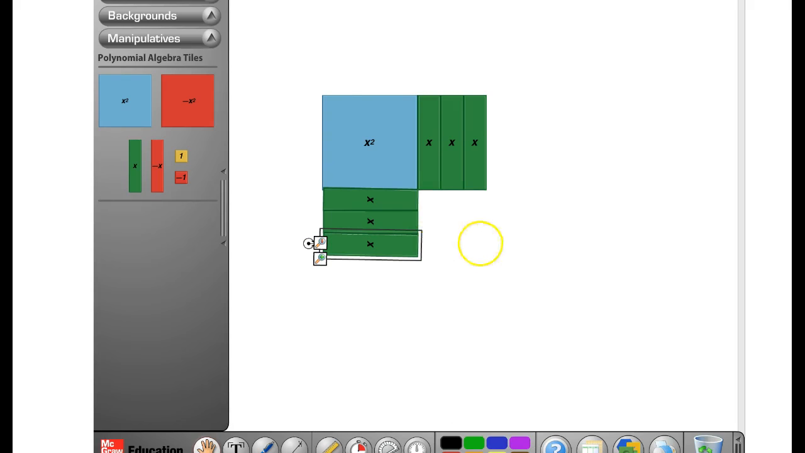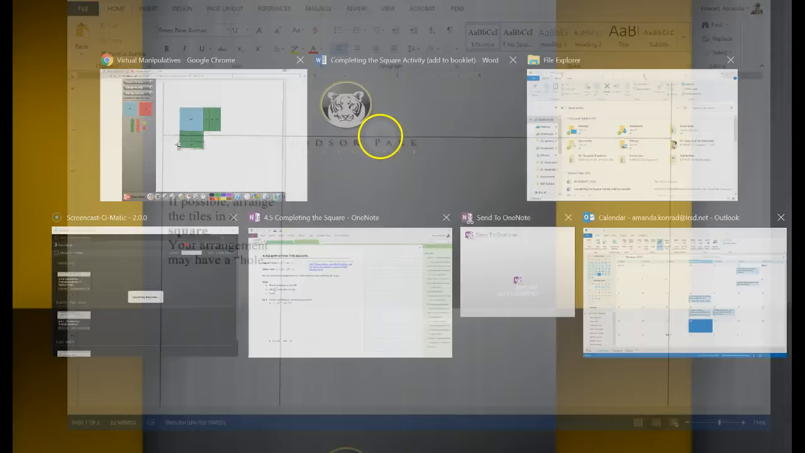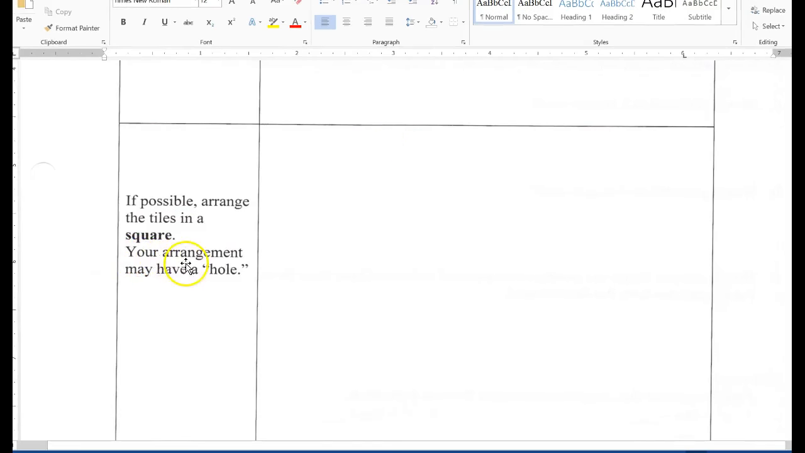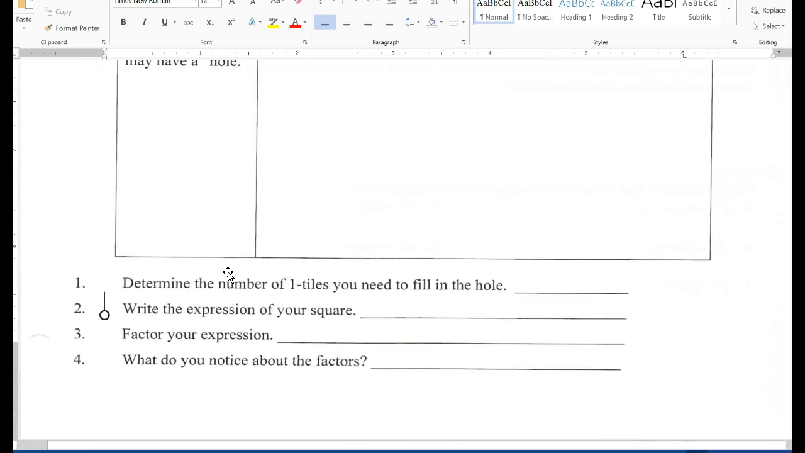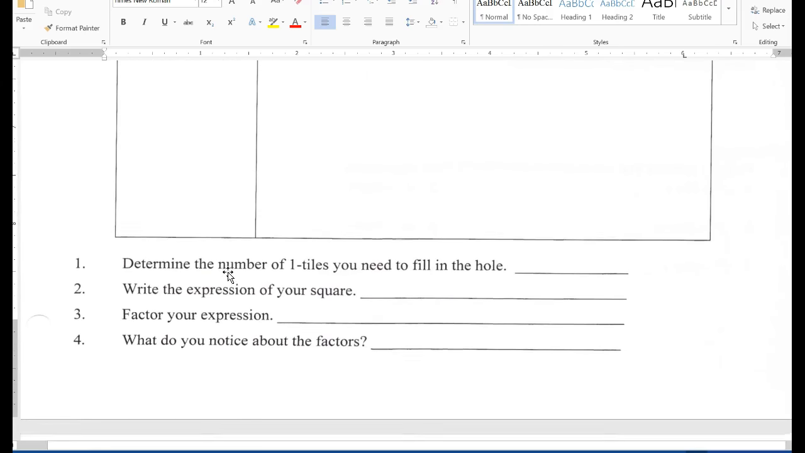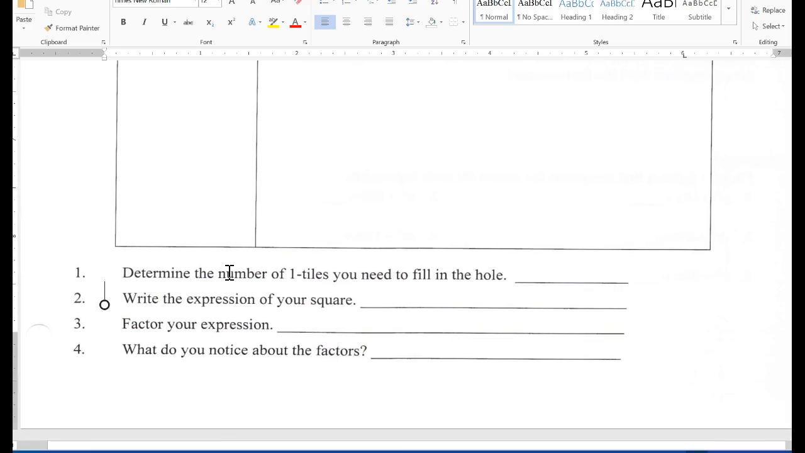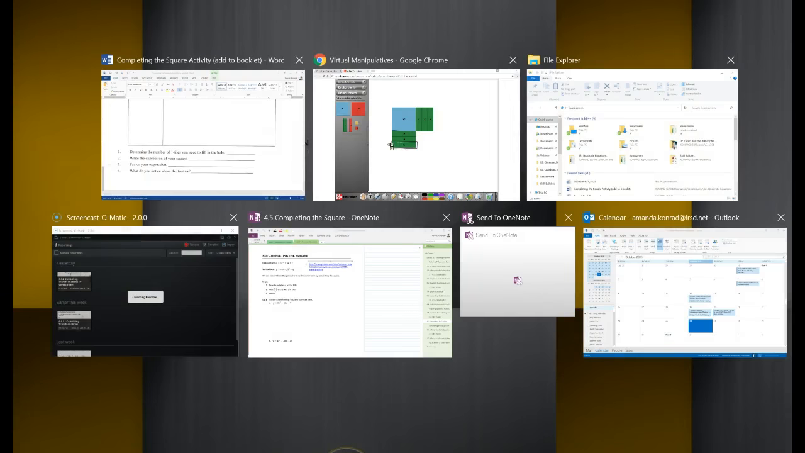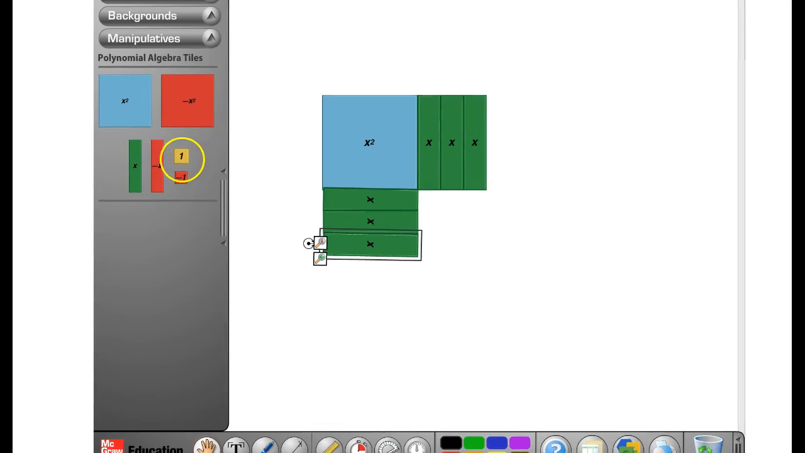But this isn't technically a square yet because I've got this whole empty space here. And we see that kind of showing up when we mention that your arrangement may have a hole. So that bottom corner isn't accounted for. So how many ones tiles would you need to actually fill that hole? So we go in here and we start moving 1 tiles in there until we fill it.